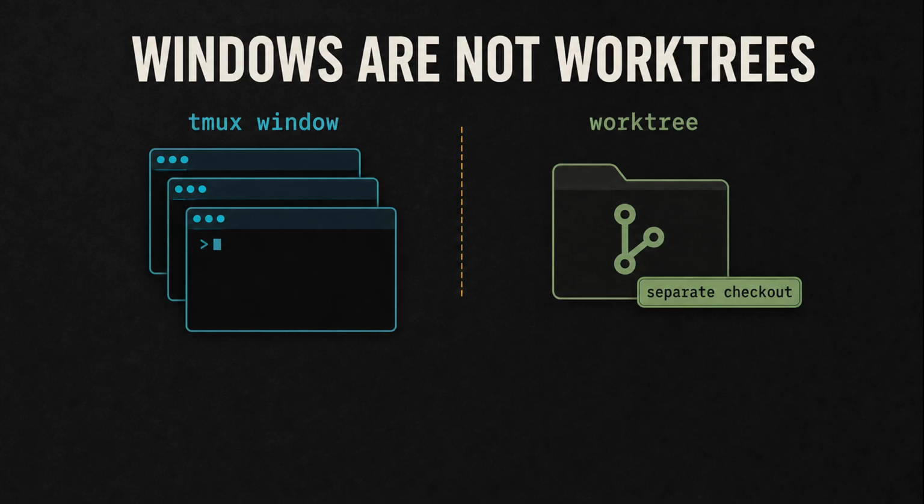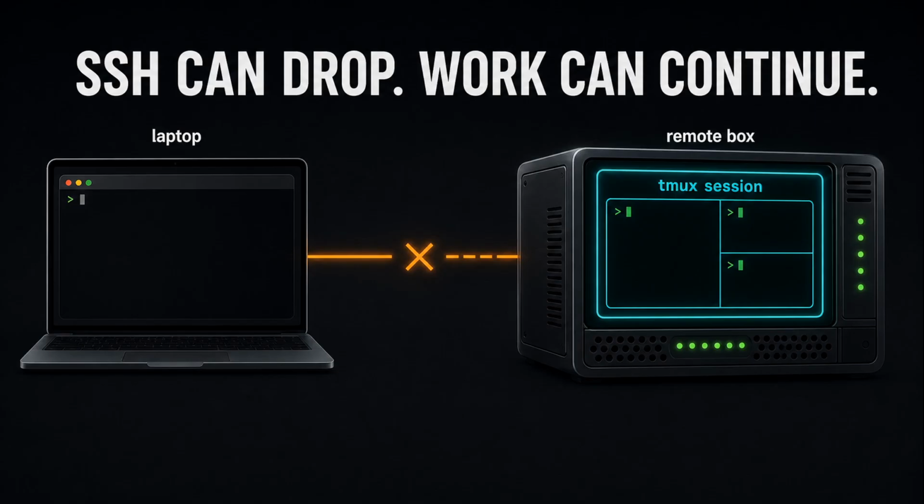tmux gives each agent a window. A worktree gives it a separate checkout. Those solve different problems. That distinction is the difference between organized parallel work and organized confusion. Locally, tmux is mostly organization. On a remote box, tmux becomes reliability.